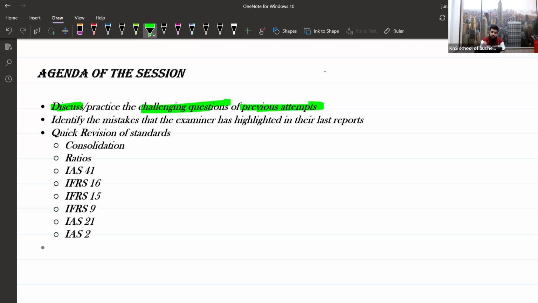Now, the second thing, the second objective or agenda, is to identify the mistakes that the examiner has highlighted in the last report.